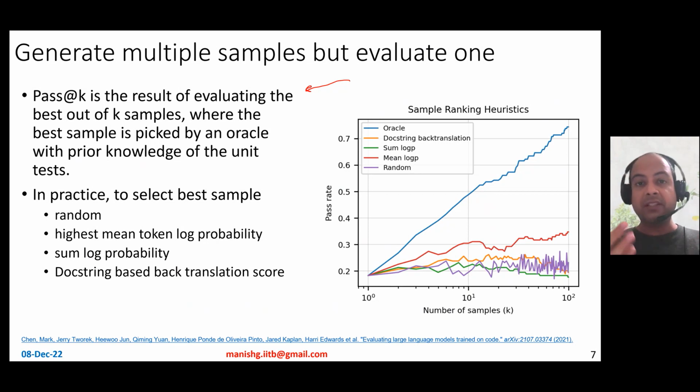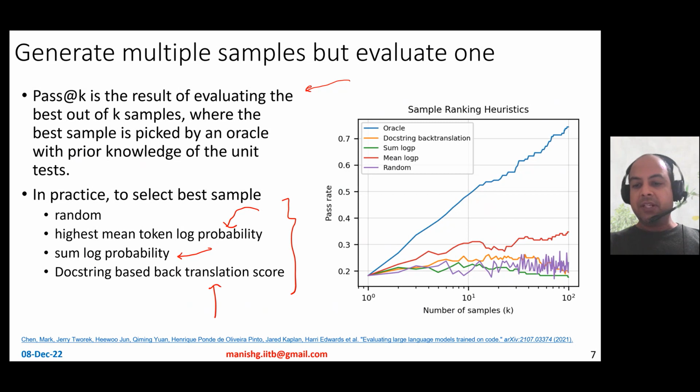So at test time, who will decide which is that one good sample out of k? You could have several methods to select that. You could randomly select out of the top 10, for example. Or you could choose the one with the highest mean token log probability. Or also what you could do is, let's say a model generated 10 code samples. Now you would probably also train another model, which says, given this code sample, what is the docstring associated with it? And whichever has the highest probability of generating the right docstring is the one that you would choose. That's called the docstring-based back translation score.